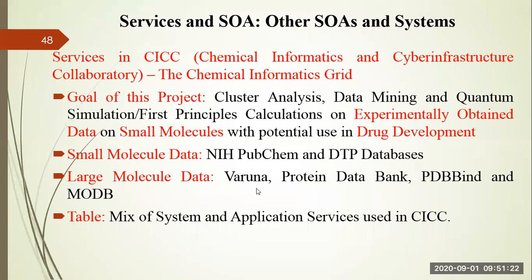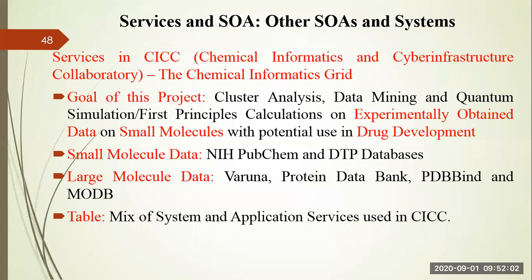Small molecules, right, with a potential use in drug development. Like in this corona situation also, people are developing drugs, right? Once you get the data on symptoms of the people, then you can develop a drug for a particular thing. If you want small molecule data, you can visit these databases: NIH, PubChem, and DTP databases are there for small molecule data. But if you want large molecule data, you can go for Varuna, Protein Data Bank, PDBBind, and MODB, which provide large molecule data.